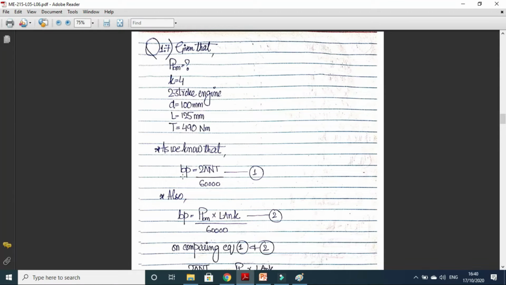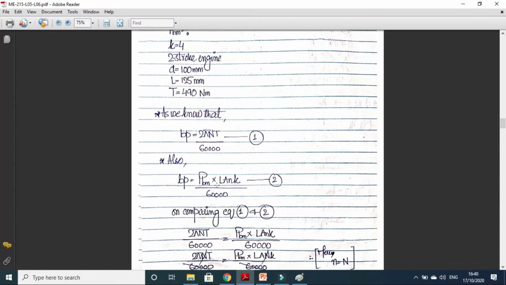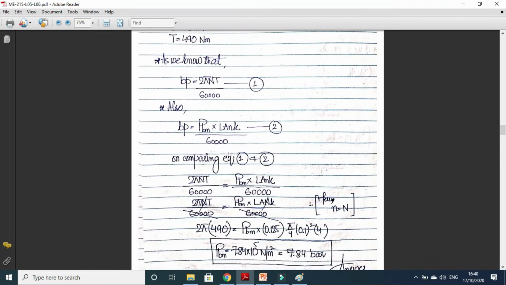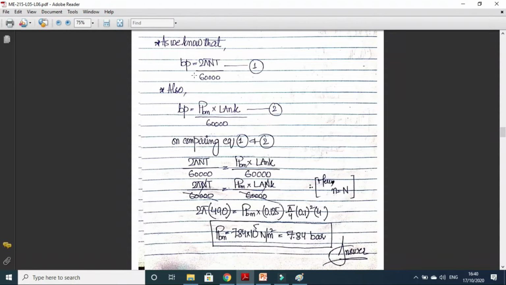So brake power formula is 2 pi NT divided by 60,000. Mean effective pressure formula is this thing. So in this formula you can put the formula for the brake power. So 2 pi NT, N will be cancelled out, 60,000 will be cancelled out. Brake mean effective pressure is given, bore is given, stroke is given, N is given. You just put the values and you will get the brake mean effective pressure in Newton meter per square.